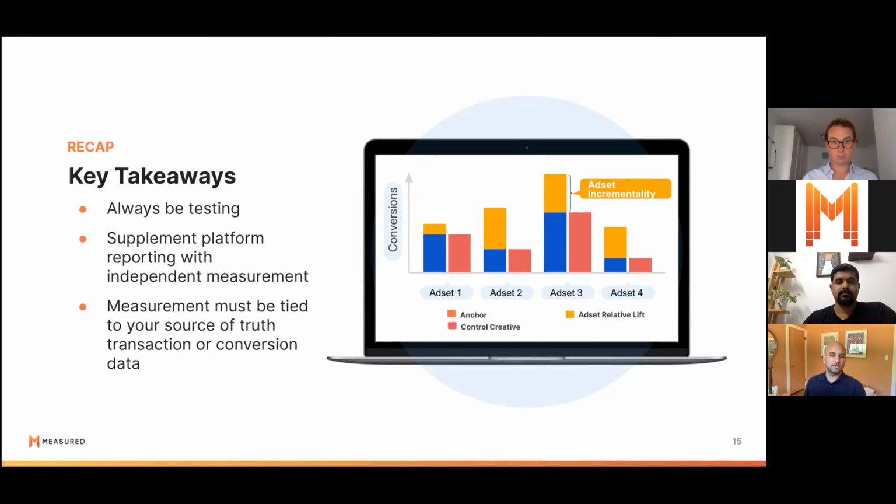And lastly, and probably the most important one, is that your measurement must be tied to your source of truth, transaction or conversion data. So you must be analyzing your results based on the true source of your particular business outcomes. So you'll often find that platform reporting of likely conversions caused by a particular ad set or tactic don't tend to match up exactly to what you see in your Shopify or in your e-commerce platform or on your website traffic management tool. So it's really important that you're actually measuring based on those specific outcomes.